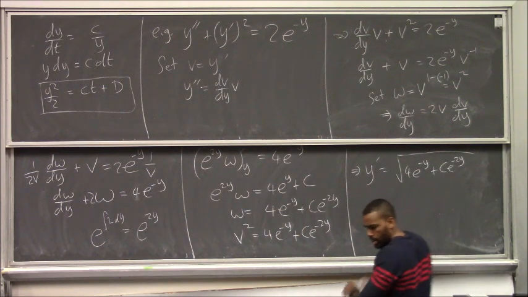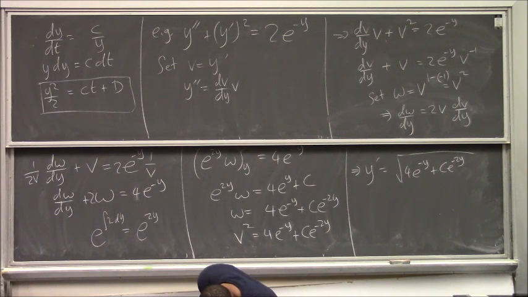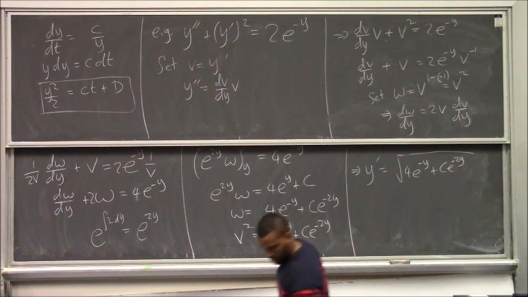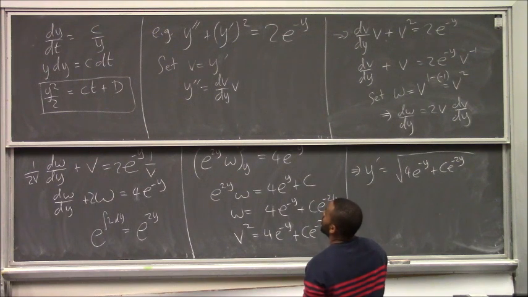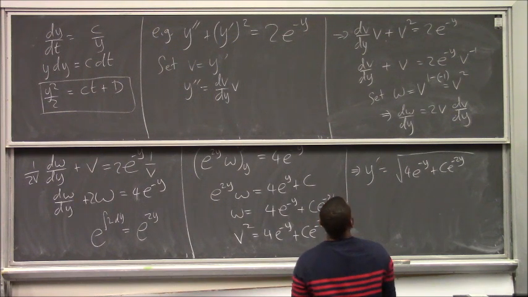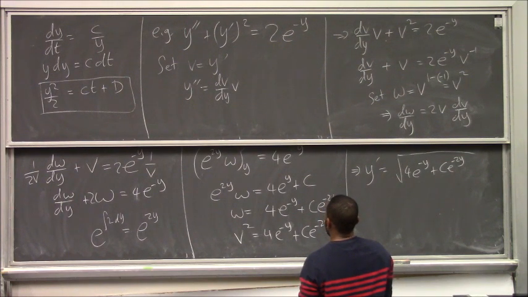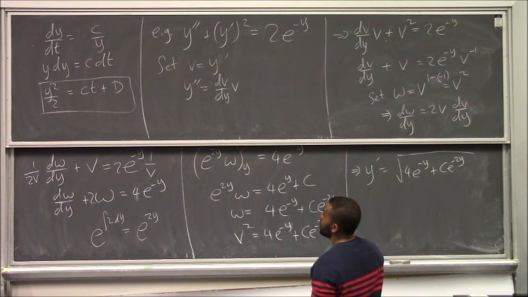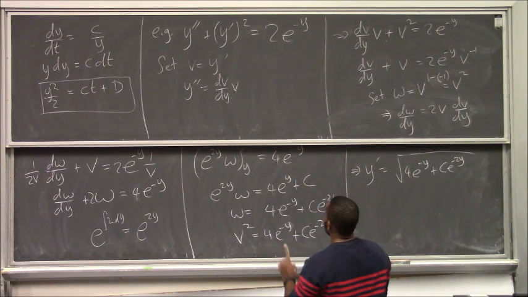I don't think we should have gotten that. I don't remember getting a square root in my answer. I think it's equivalent. So where do we go? Here we got w, and w was v squared, and v was y prime.